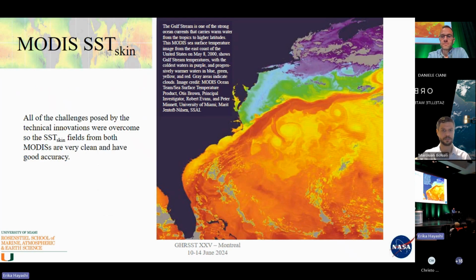However, all of these problems, and I'm only mentioning a few, were overcome. And so this is an image of the Gulf Stream. I'm sure you'll recognize it. And the gray up here is the effect of clouds. This is an image taken from May 8th, 2000, only a few months after the instrument was switched on. And the SSTs are very, very clean.